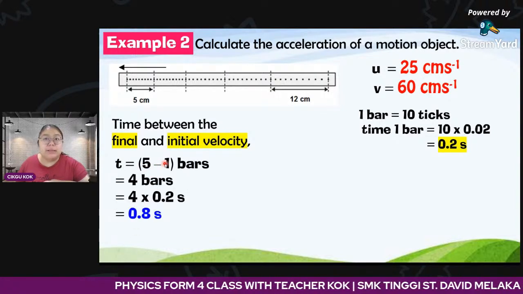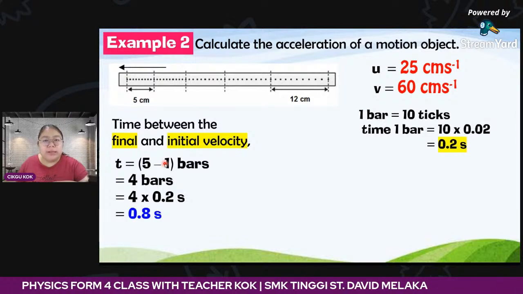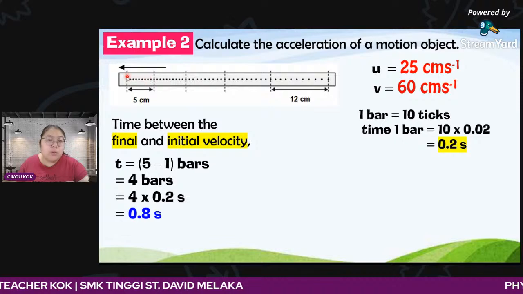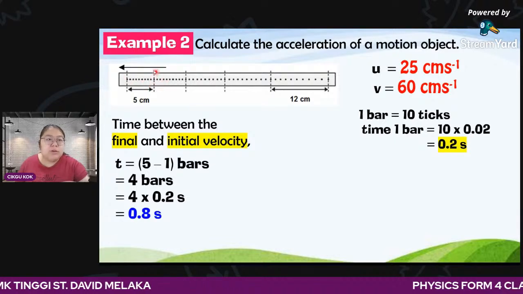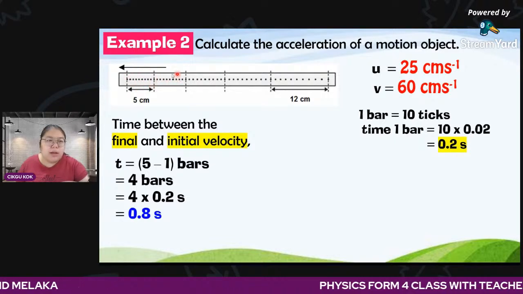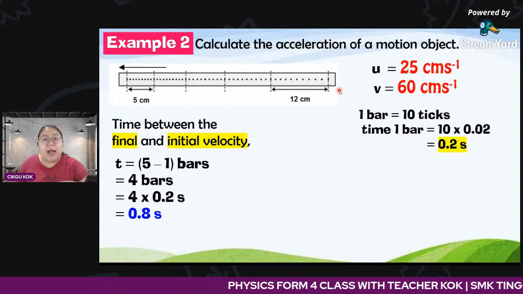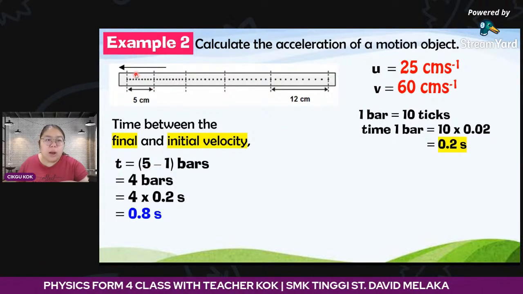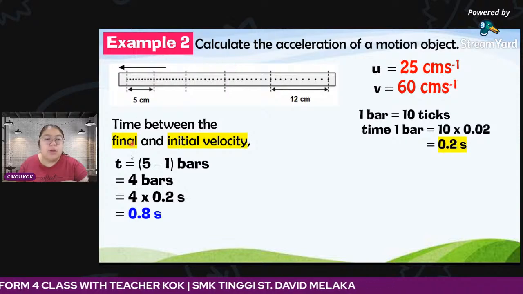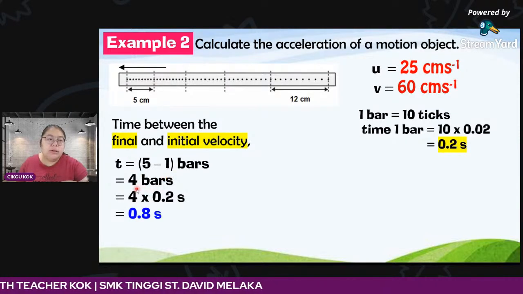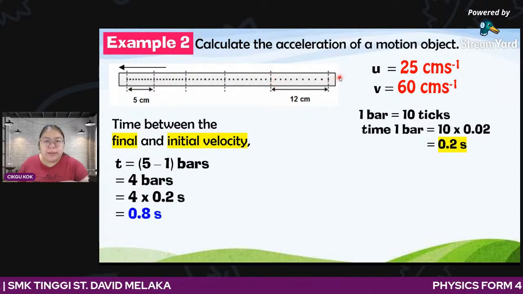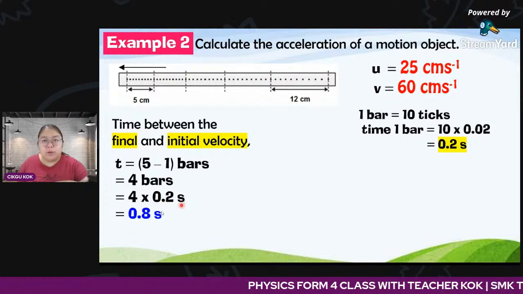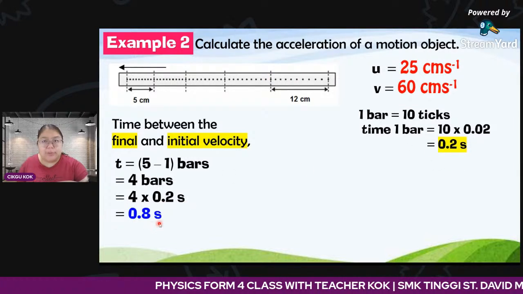Just now it was ticks, you take how many ticks, you minus 1 tick. Now I don't want to count by ticks, I want to count by bar. One bar inside has 1 tick. So you just assume this one is the first tick, second, third, fourth, fifth. So we got 5 bars here. You minus 1 bar because you want to find between. So we got 4 bars only. Then 4 multiplied by 1 bar. The time taken is how long? 0.2. So 4 multiplied by 0.2 becomes 0.8 second.